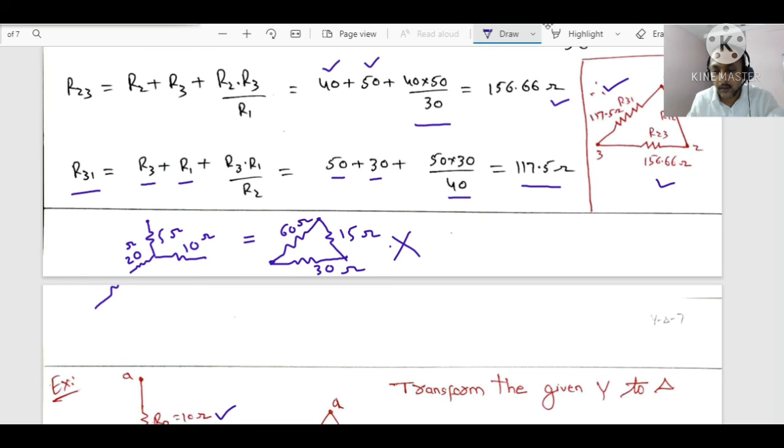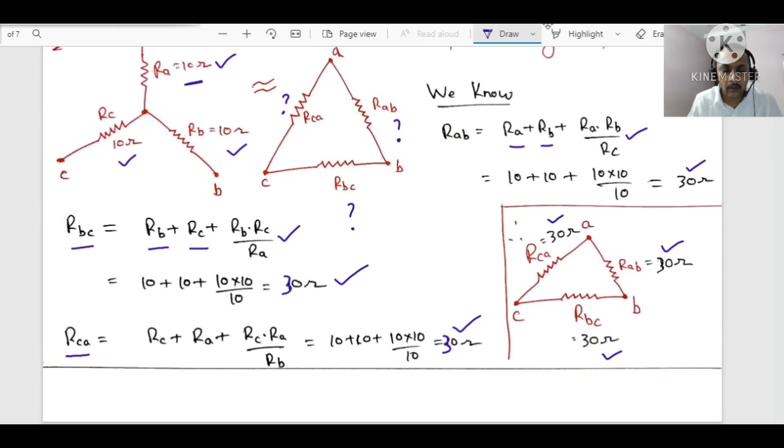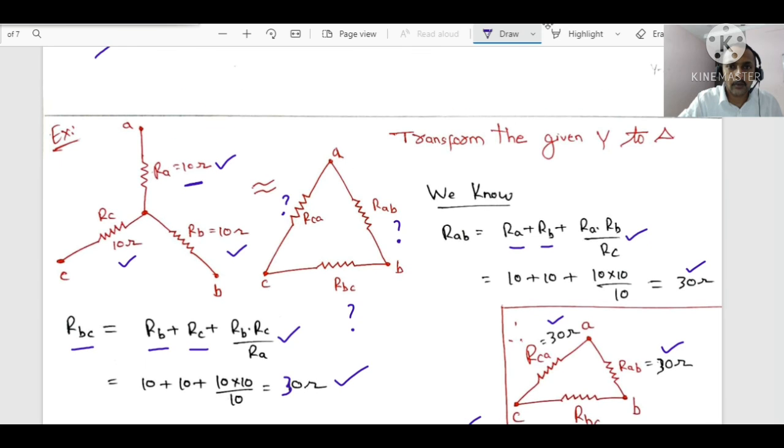Clear, dear students? If all the 3 resistors are equal in magnitude, then its equivalent value in delta will be 3 times the star value. If all the values are different, please don't multiply it with 3. Take the formula, do the substitutions, do the calculations, and then find the final answer. Clear? So please practice more problems, dear students, right? With this we will start delta to star transformation. Thank you.